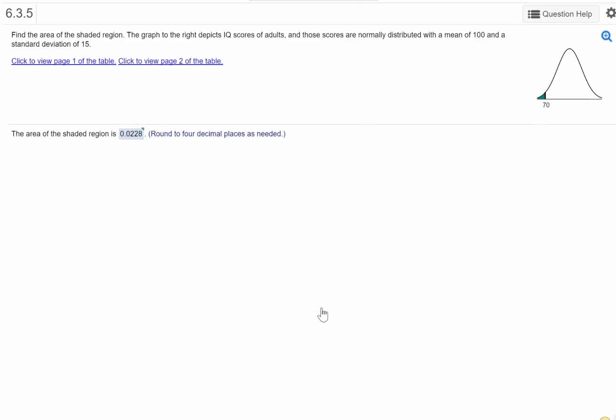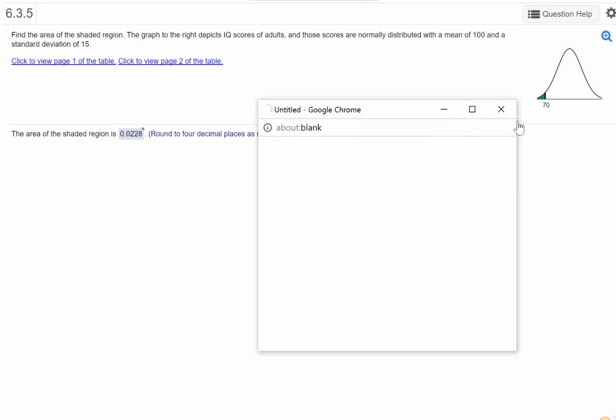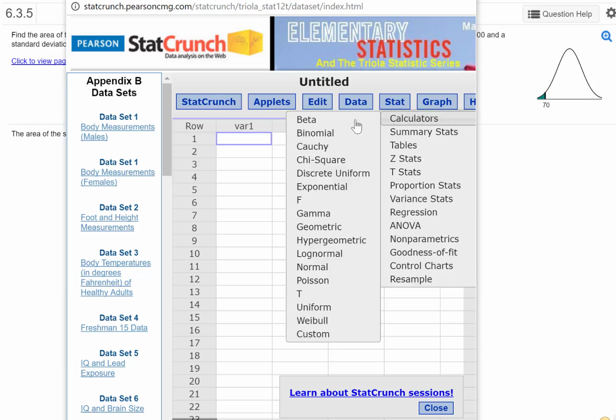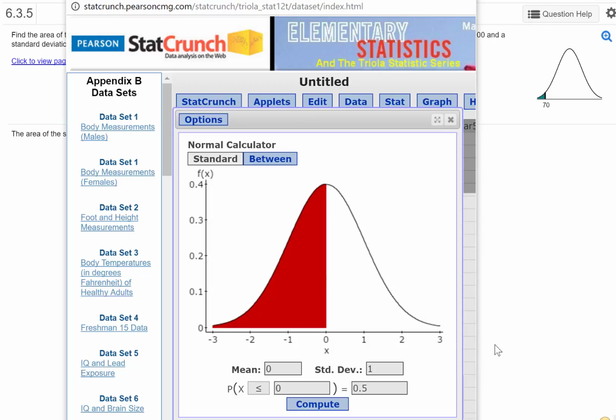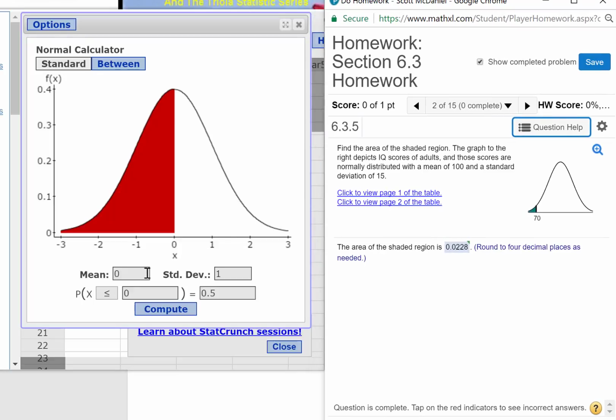So go to question help and click StatCrunch. Going to click stat, calculators, and select normal. Okay, and so I pulled up StatCrunch, got it aligned, make sure it's standard, and I'm going to select the mean.